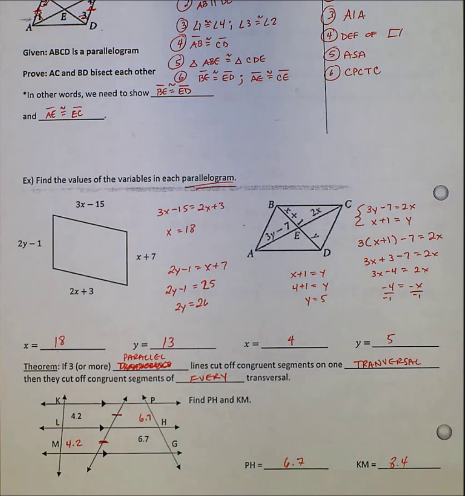Hopefully now you're able to know the properties of a parallelogram. The three that are important are that opposite sides are congruent, opposite angles are congruent, and the diagonals of a parallelogram bisect each other. You can use that information to find missing values for side length and angles.